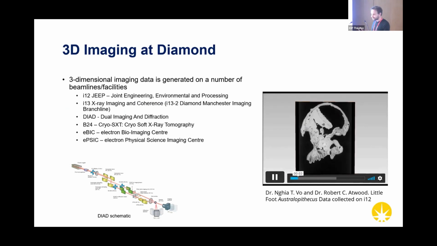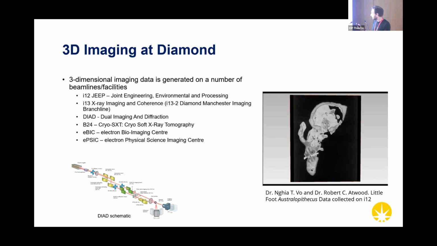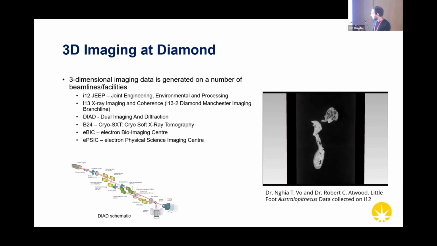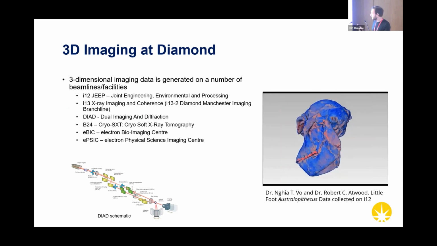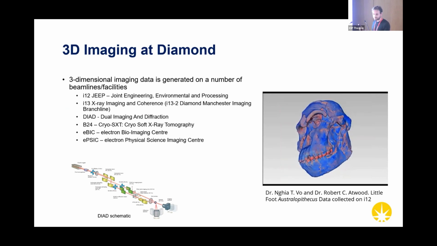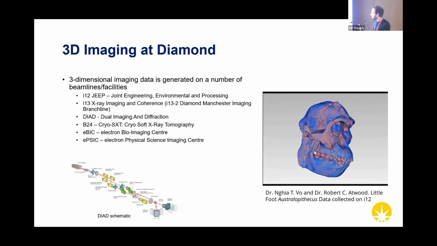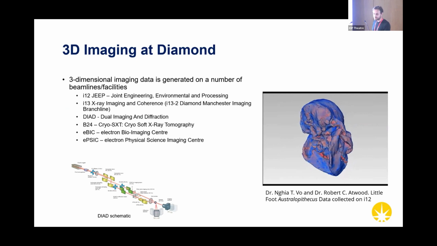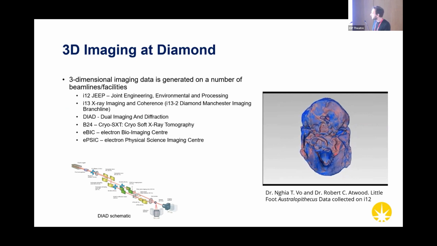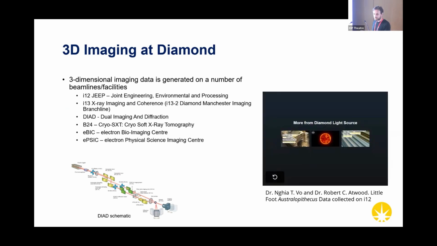If you don't know about Diamond Light Source, we're the UK's national synchrotron facility. This is a scan through an Australopithecus skull, which came from South Africa and is 3.6 million years old. This is the flagship tomography type work that we do. It was done on the I-12 beamline, which you may be familiar with. You may also be familiar with I-13, for example I-13C, which is the Diamond Manchester joint engineering beamline.